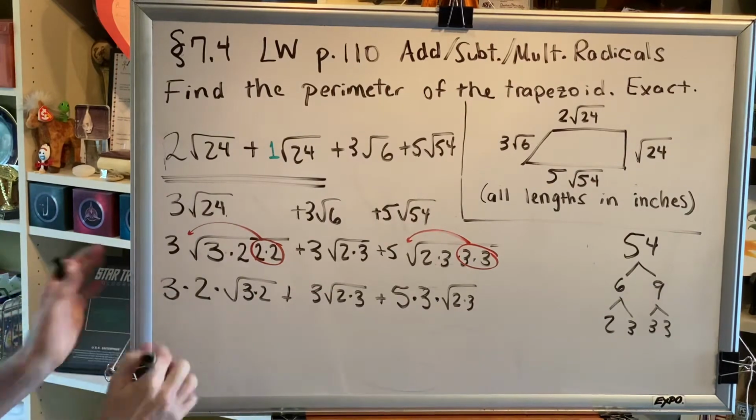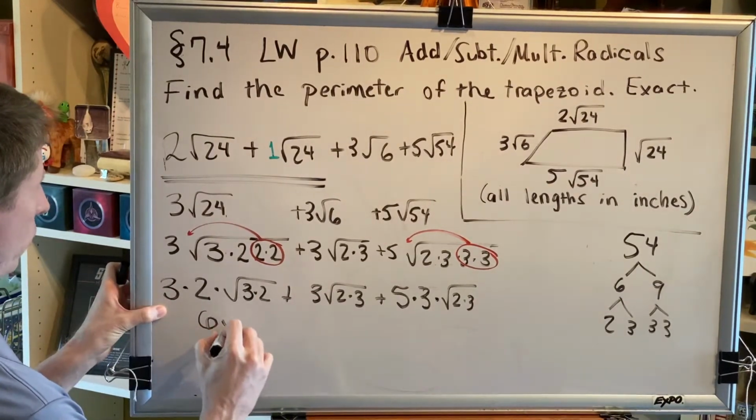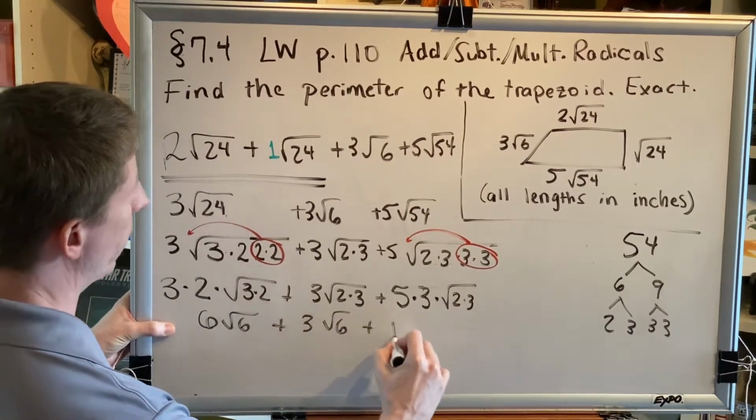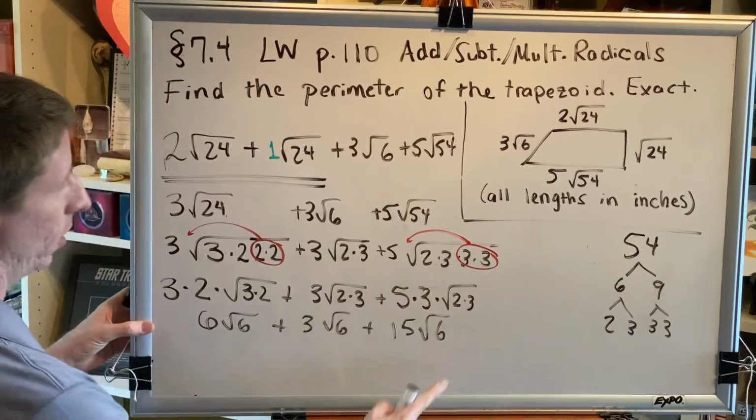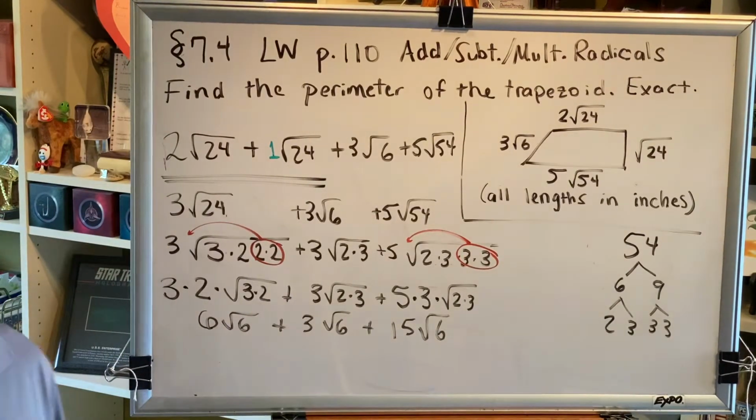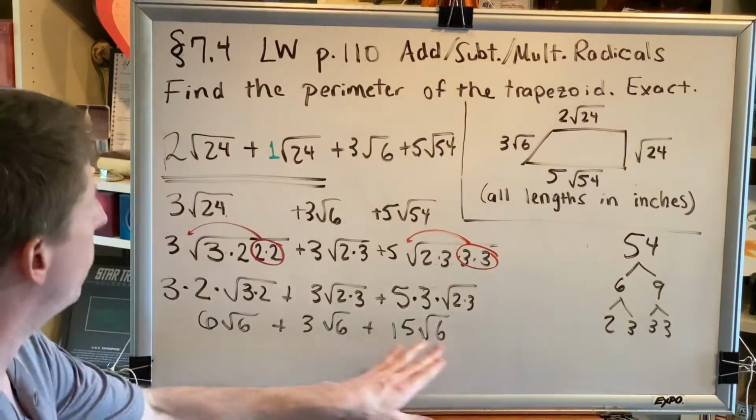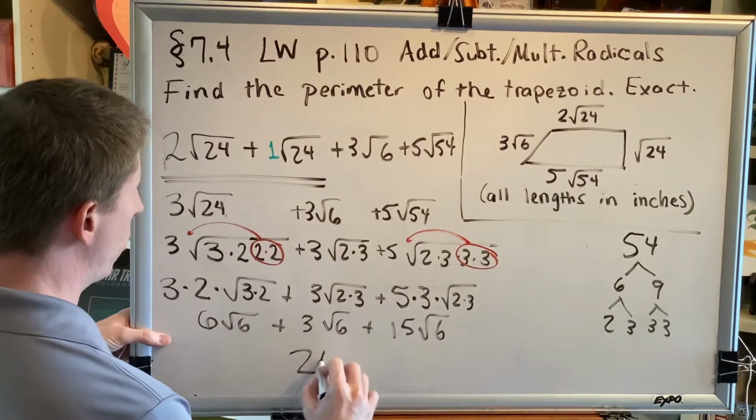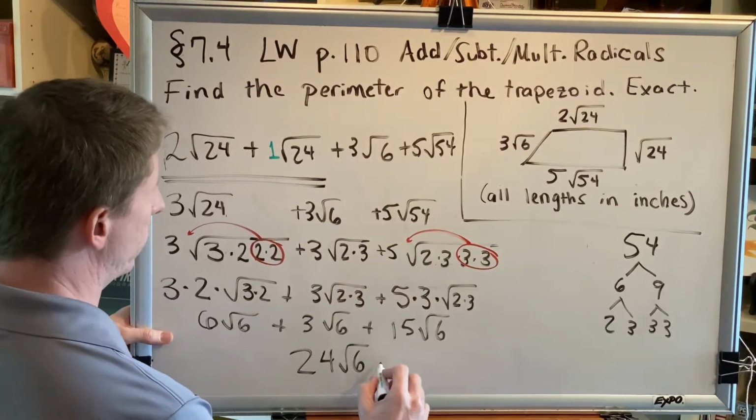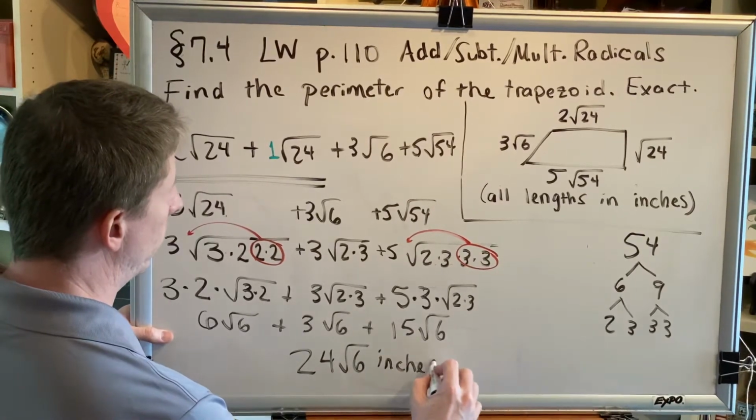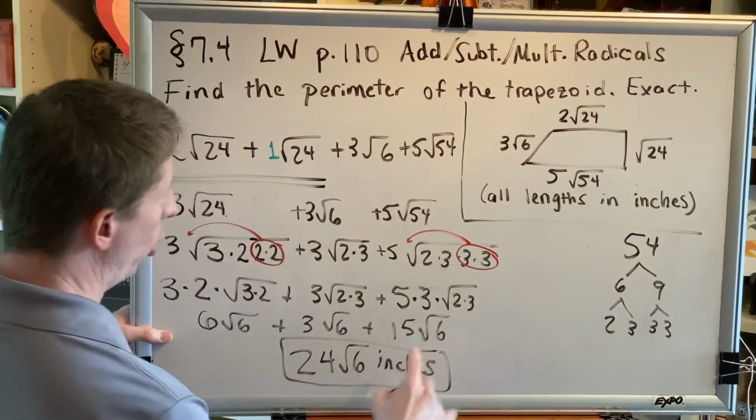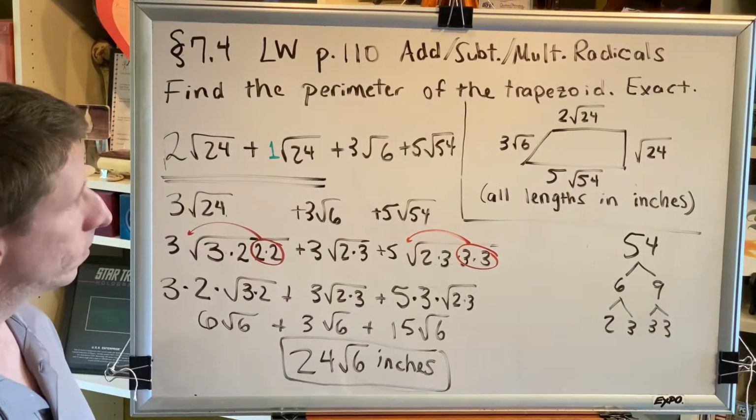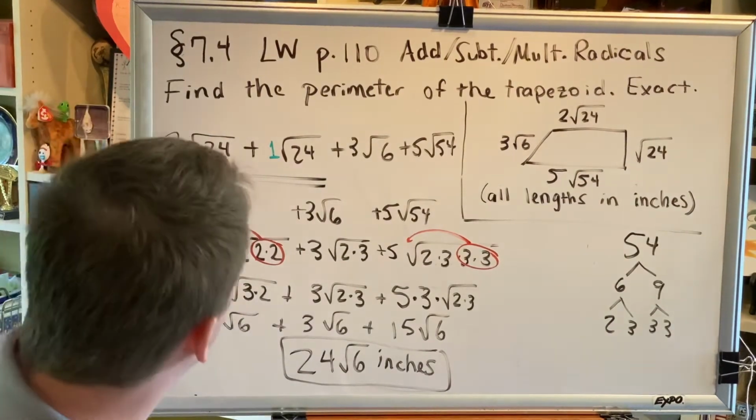Now we're going to put things together. 3 times 2, 6 square root of 6, plus 3 square root of 6, plus 15 square root of 6. Notice they all have the same radical. So these are like radicals after all, and therefore they can be combined. So add the coefficients. 6 plus 3 is 9, plus 15 is 24. So we get 24 times the square root of 6 inches. This is the exact correct answer with our units of measurement. Okay, let's try another one.